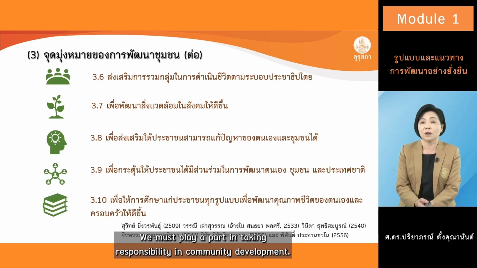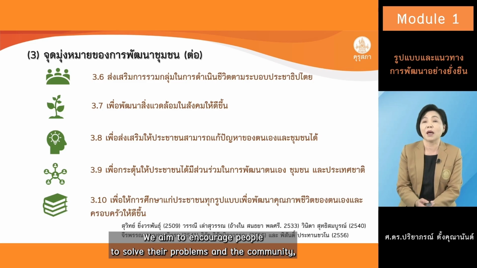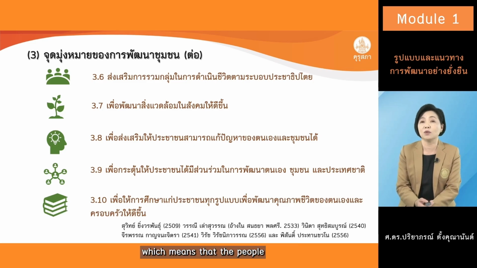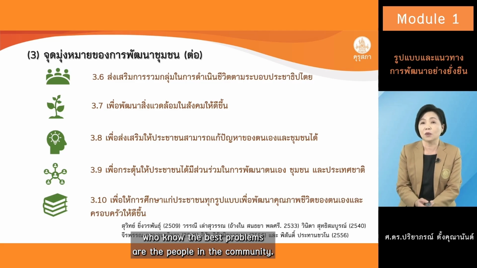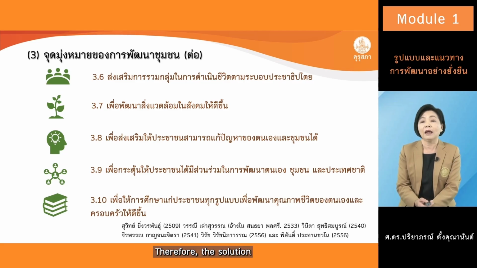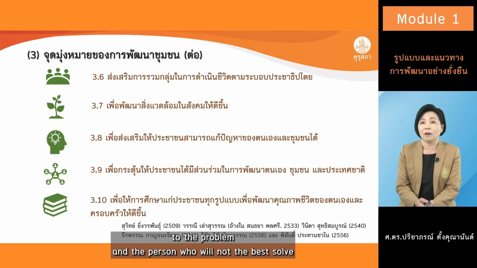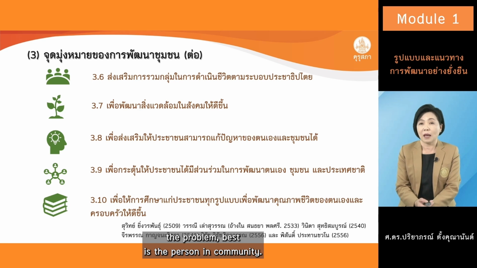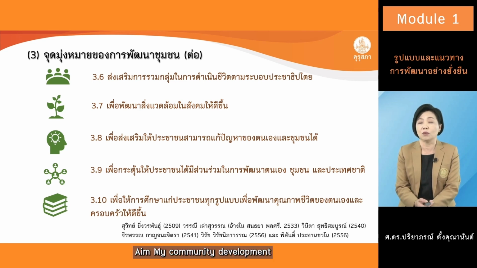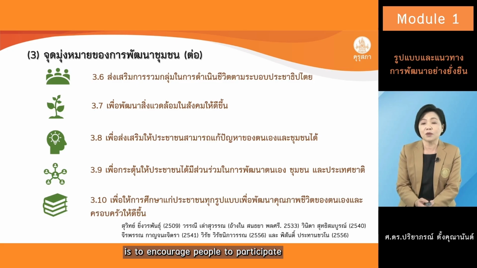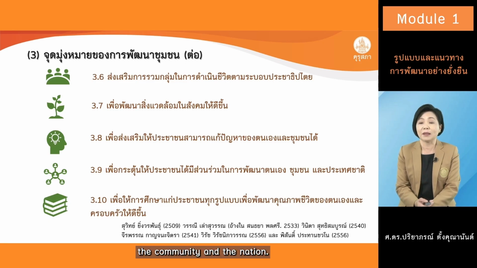In community development, we aim to encourage people to solve their problems and the community's problems, which means that the people who know the problems best are the people in the community. Therefore, the person who will know best how to solve the problem is the person in the community. Aim 9. Community development is to encourage people to participate in the development of themselves, the community, and the nation.